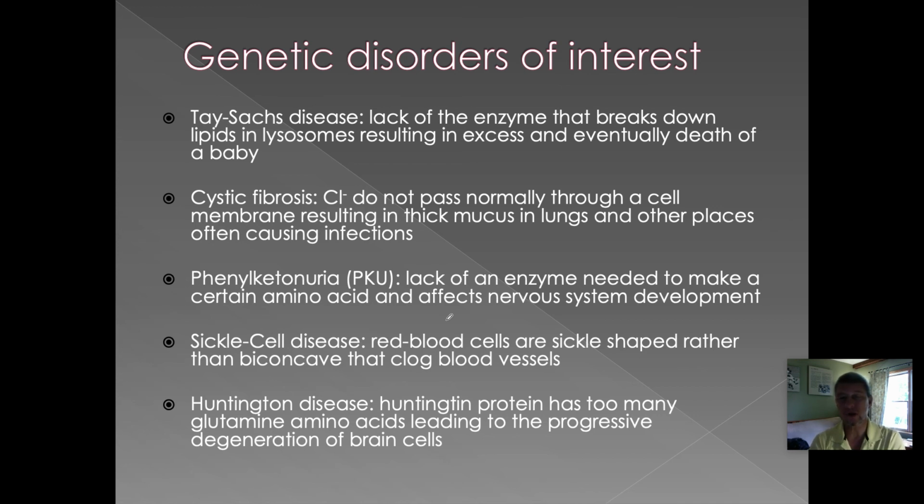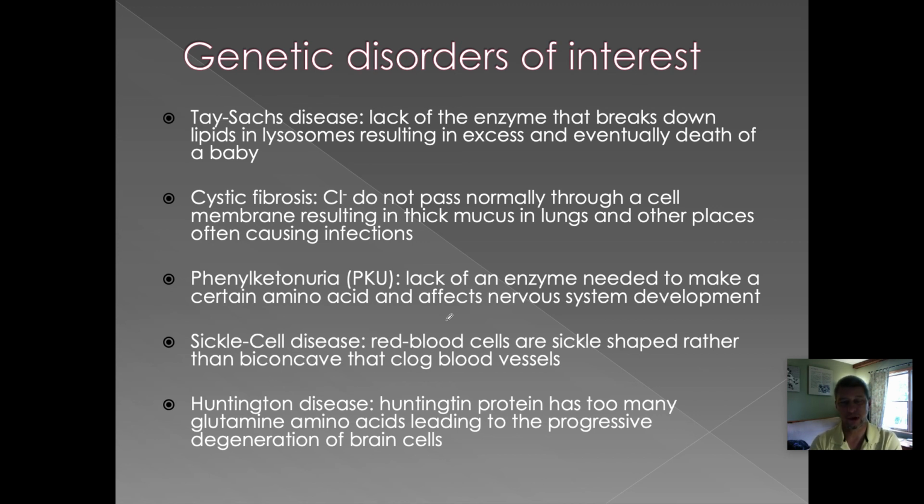Cystic fibrosis is also an autosomal recessive trait. In this case, chlorine ions do not pass through cell membranes. And what happens here is that the children tend to build up a thick mucus in their lungs and other organs, and this causes terrible infections.